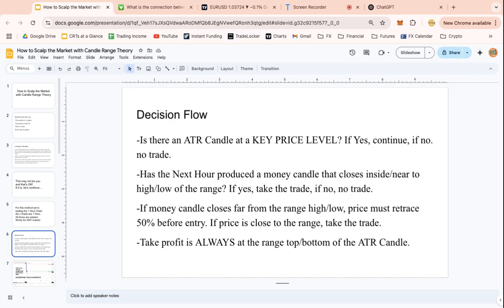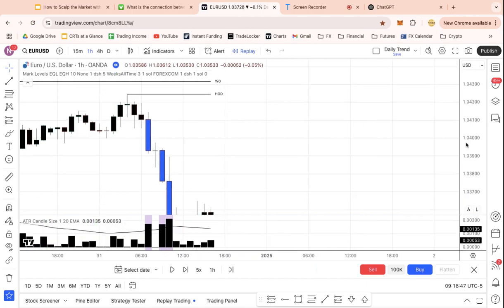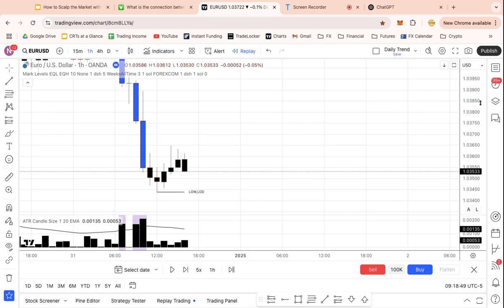But typically, we just like to see a money candle close to the bottom or top of the range, depending on which direction we're trading in. So take profit is always at the opposite side of the range, or you can do a mid-size range if you want to, if it's a larger size ATR candle. So let's just get straight into the chart, and I'm going to talk you through the trades, and we'll get to see the win rate, and we'll break that down even further.